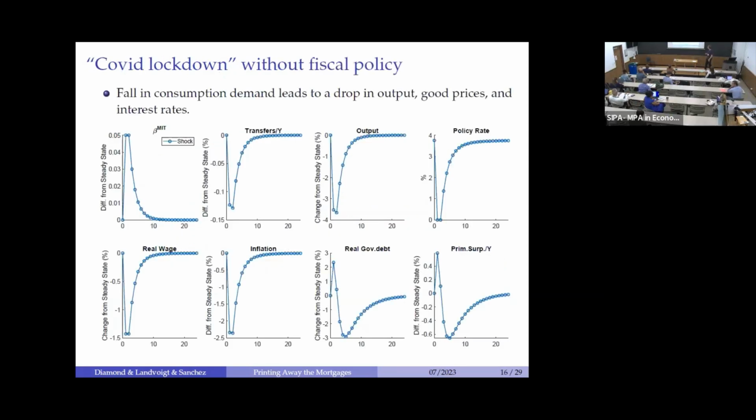So here is what I'm calling a quote-unquote COVID lockdown. It's sort of an aggregate demand shock, just by making people more patient, the simplest way to do it. If we don't have any policy response, we're going to have a drop in output. The Taylor rule is going to send the policy rate to zero. We're going to have deflation. Wages are going to fall. It just looks like a standard negative aggregate demand shock.